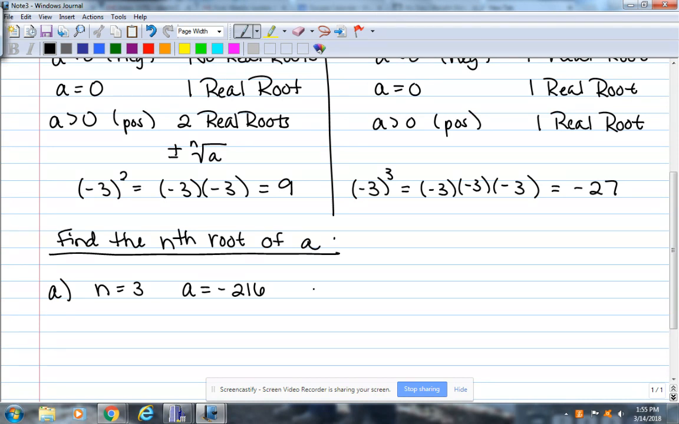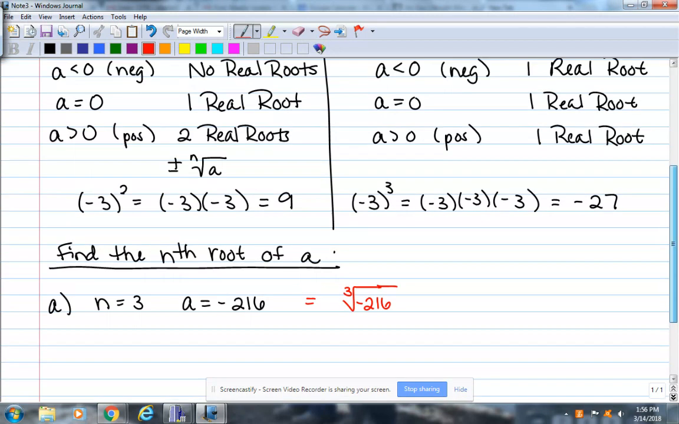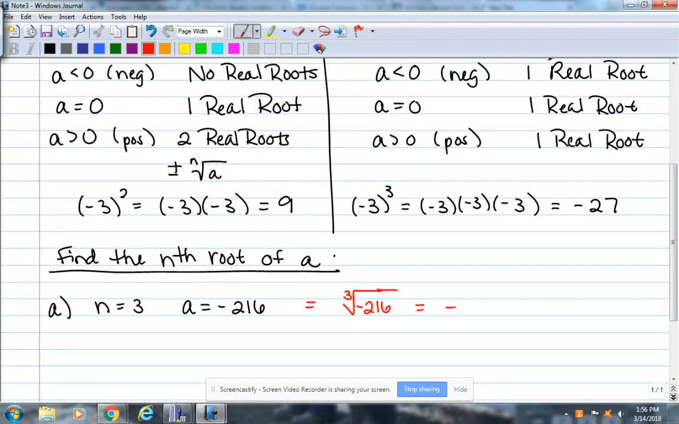So, N is the index. So you're going to say a cube on the outside of negative 216. Now, if you look at the cube roots over there on the far right-hand side, is there one that says the cube root of 216? What does it say the cube root of 216 is? 6. But since it's a negative on the inside, we're going to have one real root. So the answer is negative 6.